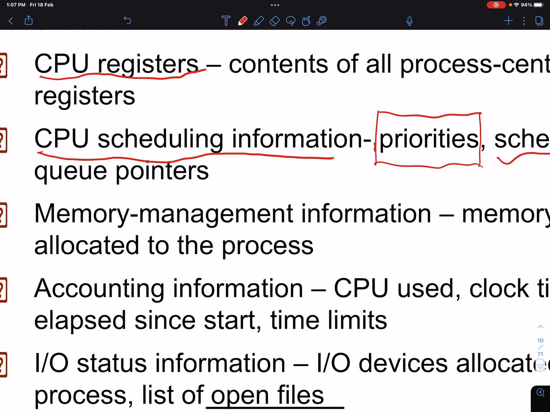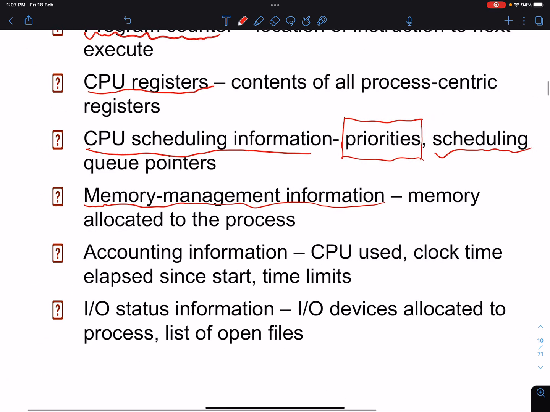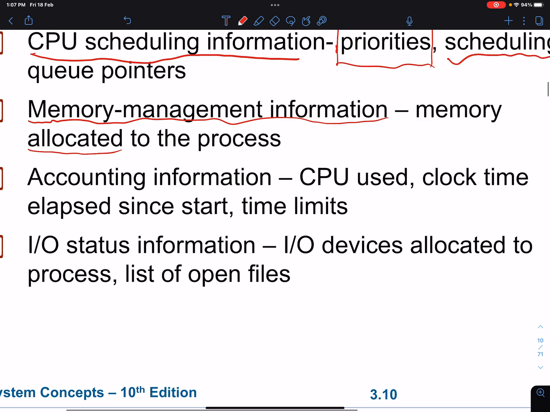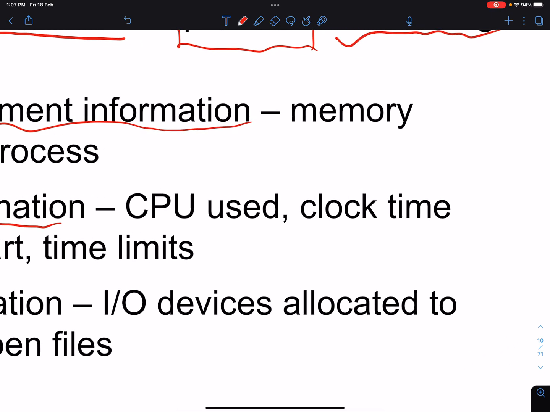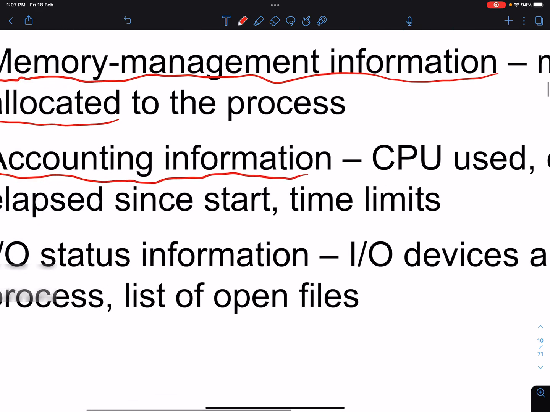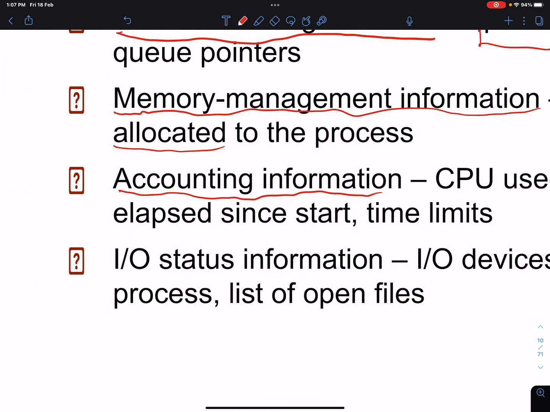Also, you have memory management information. As I mentioned, where does the process start in memory? Where does it end? And so on. So basically, the memory allocation for the process. And of course, accounting information: the CPU that is being used, the time allocated for it, and so on and so forth.